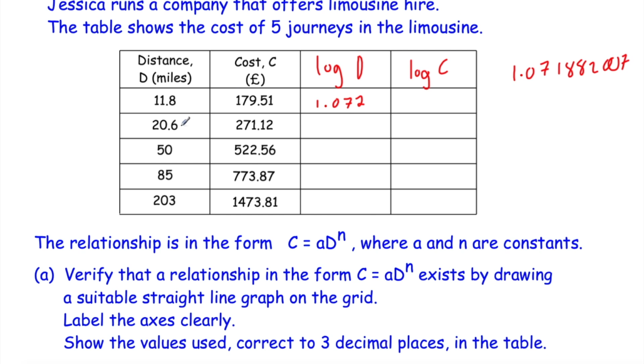We're now going to do the log of 20.6, and that's equal to 1.31386 and so on. We need to give our answer to 3 decimal places, so that'll be 1 point, and then we've got 3, 1, and then 3, 8, so we're going to round up, so it'll be 4, and so on. Then we'll do the log of 50, the log of 85, and the log of 203, and we'll put those in here. And then in terms of this column, we'll do the log of 179.51, the log of 271.12, and so on. Whenever you do that and round all your answers to 3 decimal places, you should end up with a table that looks like this.